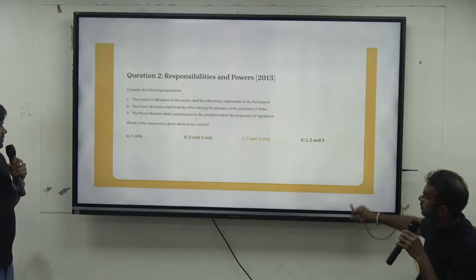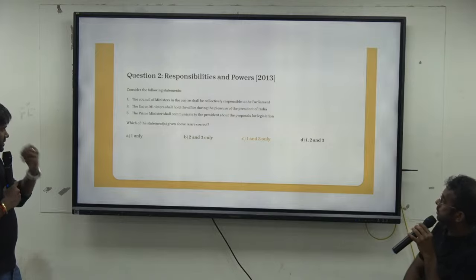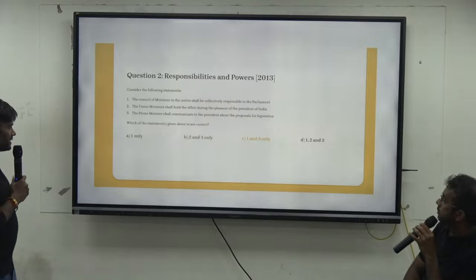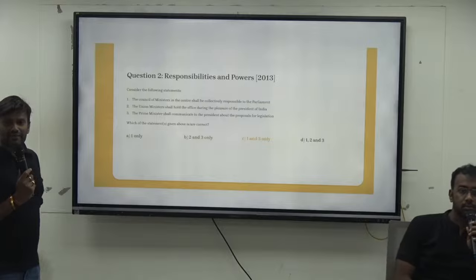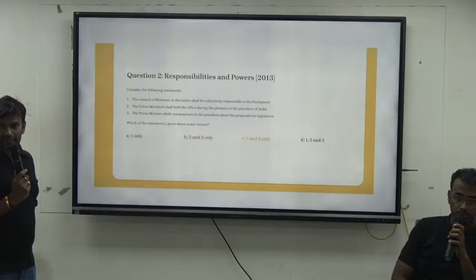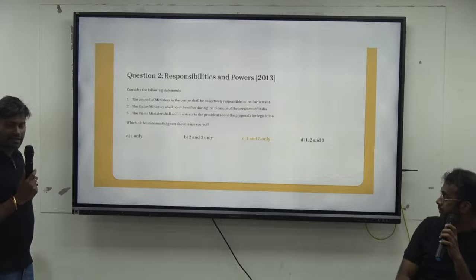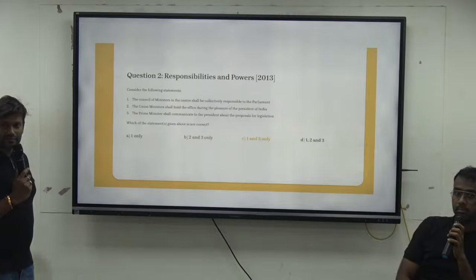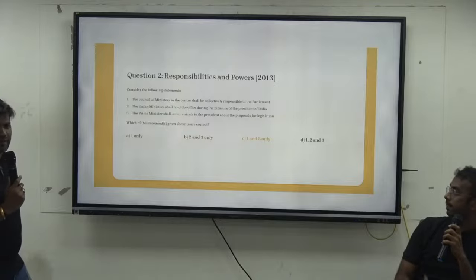Consider the following statements. The Council of Ministers in the Centre shall be collectively responsible to Parliament. Union Minister shall hold office during the pleasure of the President. Prime Minister shall communicate to the President about the proposal for legislation. First statement, is it right or wrong? It is wrong. Why? Because it is Lok Sabha only. Second statement, is it right or wrong? It is 100% correct, right? Pleasure of the President here means pleasure of the PM.